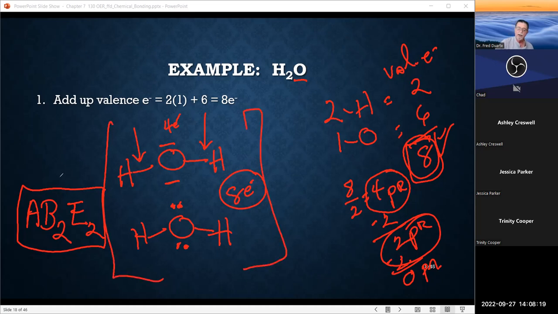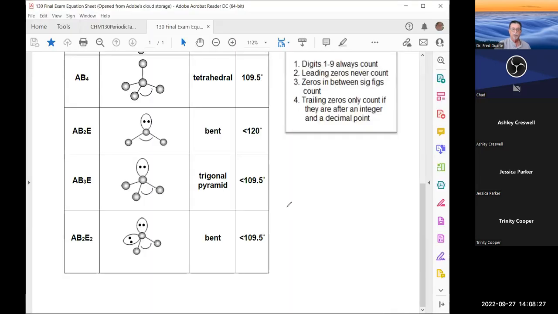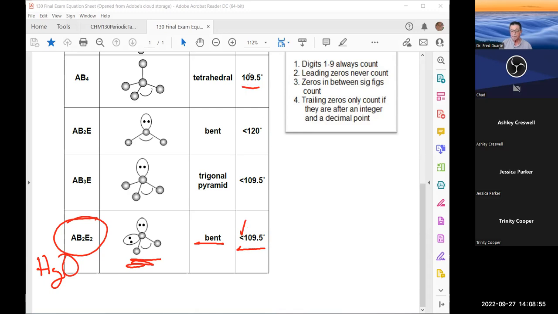Now with this general formula, AB2E2, we now go to the shapes table and look for AB2E2. And guess what? Here it is, AB2E2. That is the general formula for H2O, what we just did. Here's the geometry kind of drawn to you to give it a 3D effect for you. That geometry is called bent, and that bond angle is less than 109.5. Don't forget the symbol less, because it's not 109. It is less than 109.5.